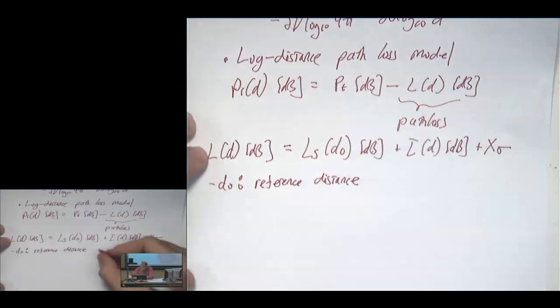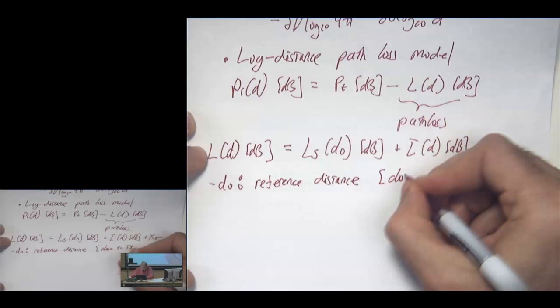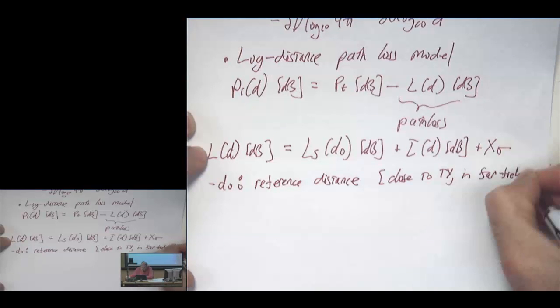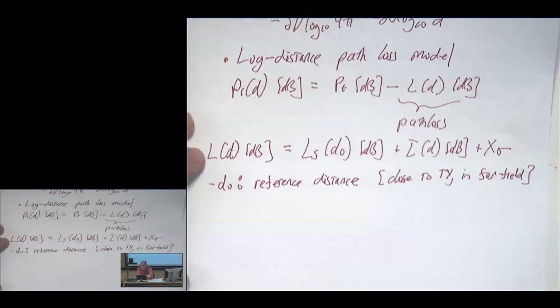This is a distance that's typically chosen to be close to the transmitter, but in the far field. Typically this is on the order of a wavelength away, but you might take this to be like 2 meters away from the transmitter or 5 meters, depending on the kind of system that you're working with here. It has to be in the far field because when you're really close to the transmitter, you get all these near field mutual coupling type effects, and that screws up this equation here. The first free space equation is a far field equation.